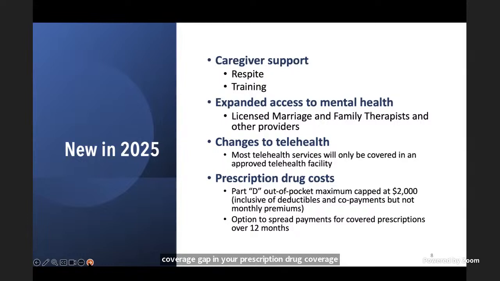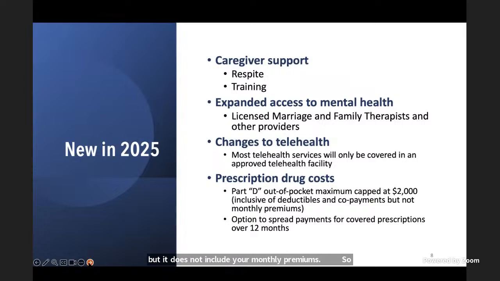And so starting in 2025, your Part D out-of-pocket maximum, so the maximum amount that you will pay out of pocket over the benefit year, will be capped at $2,000. And that includes your deductibles and co-payments, but it does not include your monthly premiums. So almost every dollar that you're spending on prescription drugs will count towards that $2,000 out of pocket maximum.